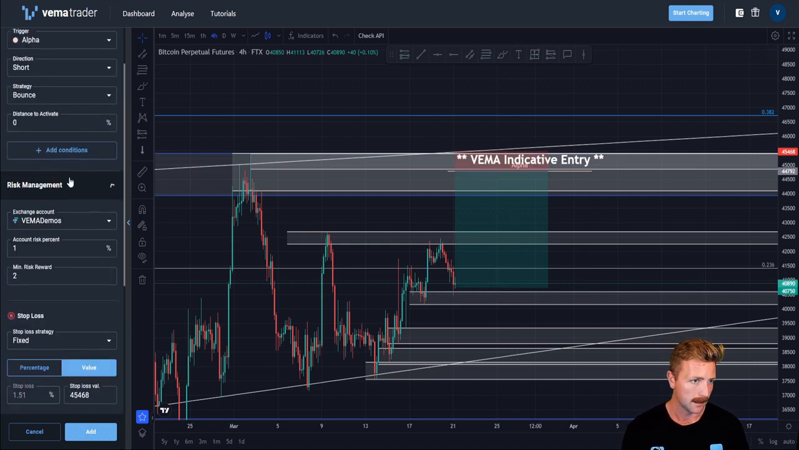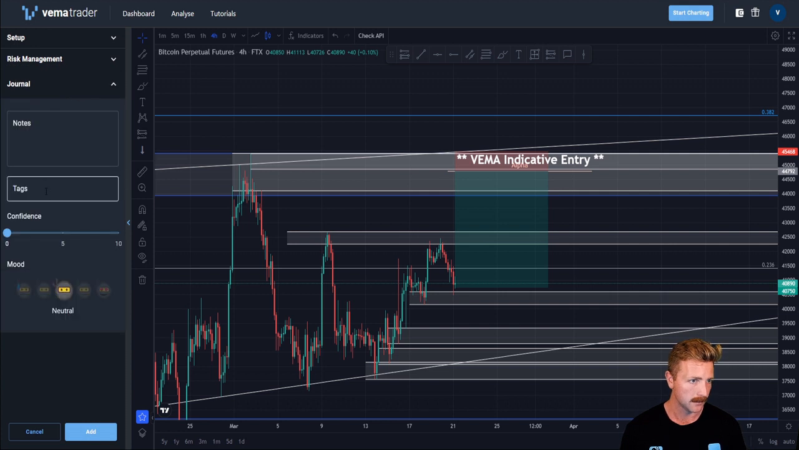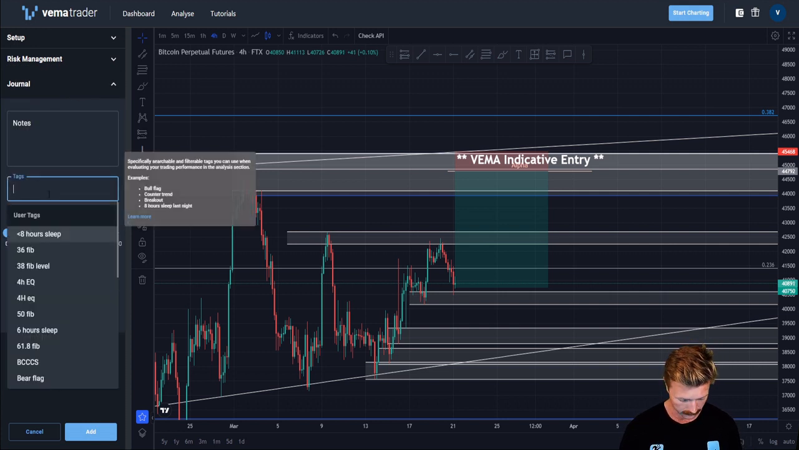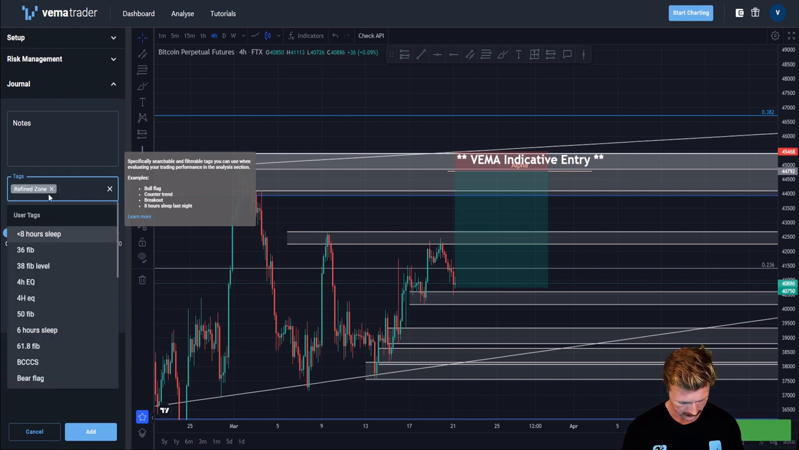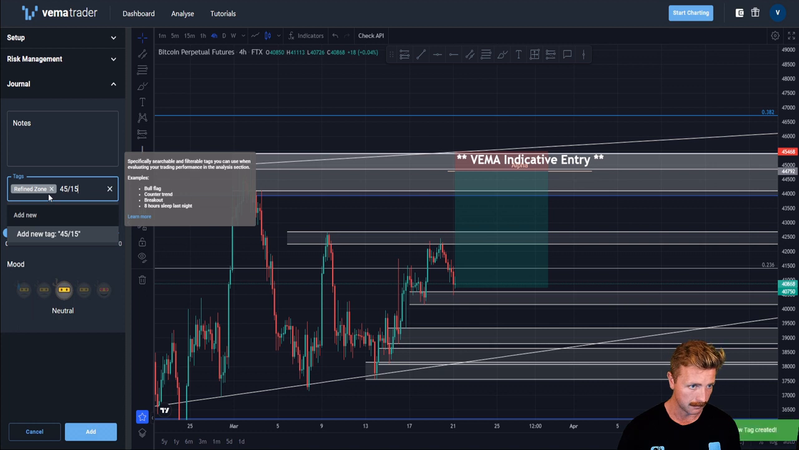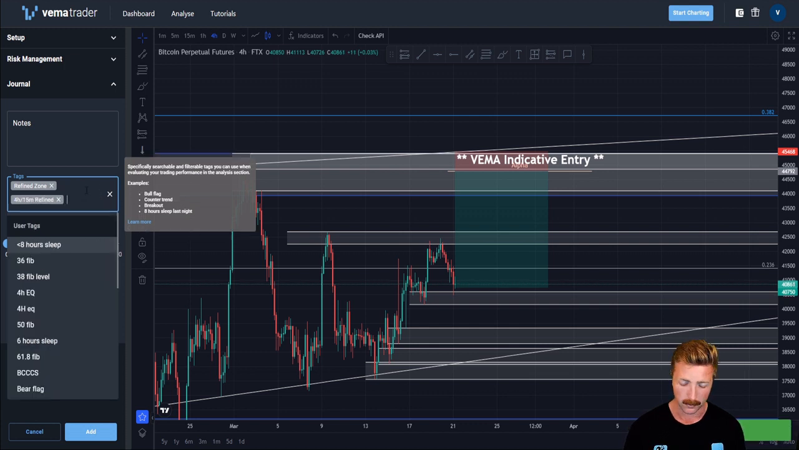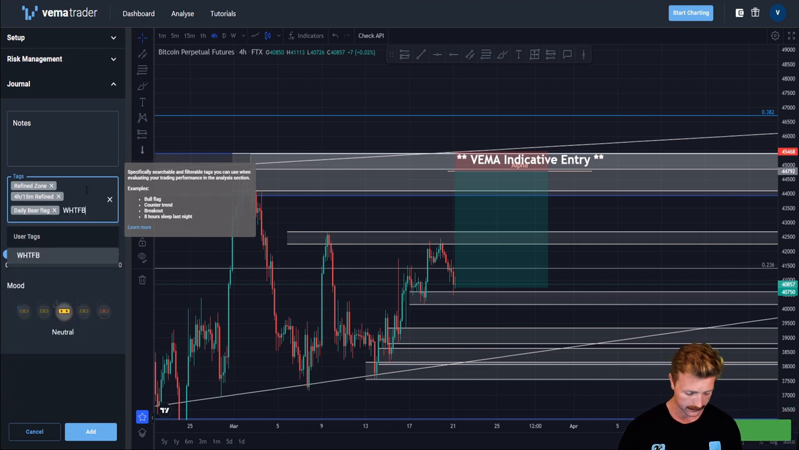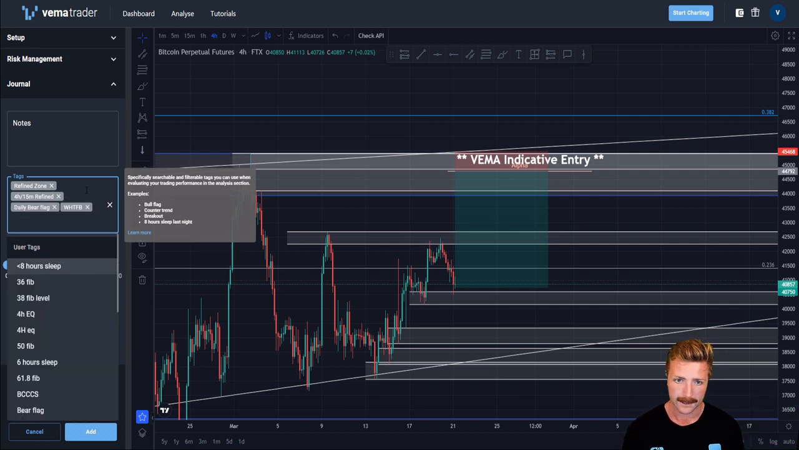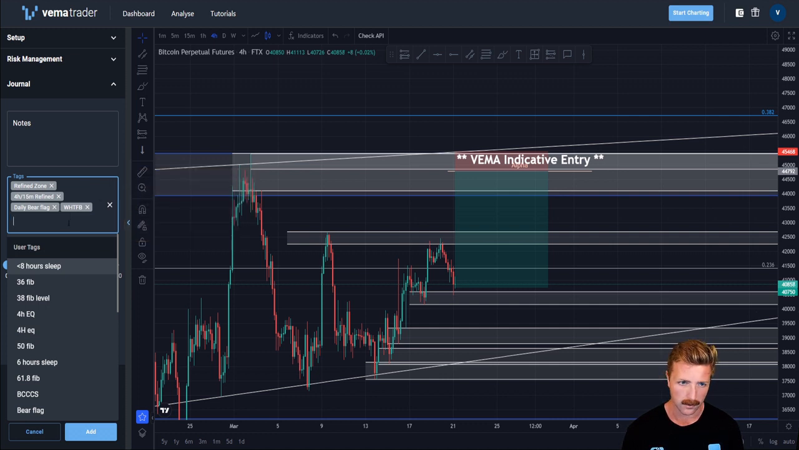Now, the tags that I want. I'm going to tag this with refined zone. Then I'm going to tag 4 hour 15 minute, because that's how I refined. We also had daily bear flag with high time frame bias, which is one I've used a couple of times. Is there anything else? Not really. I don't think it's a fibs trade or anything like that. So I'm pretty happy. I'm going to leave my tags like that.